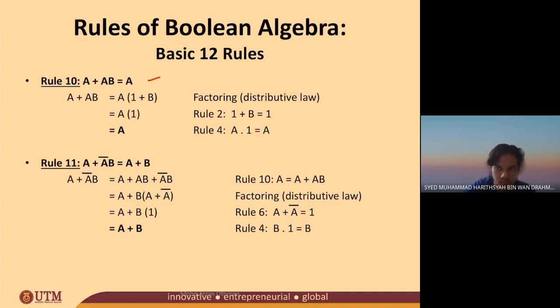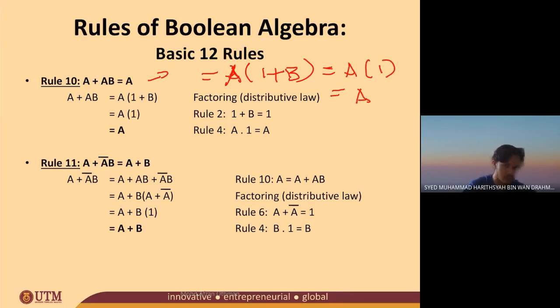So how is A plus AB equivalent to A? You need to use the distributive law. So you can have A times (1 plus B). You do the distributive law, A(1 plus B). So now you know that 1 plus B is equivalent to 1. So A times 1, and the answer is A.